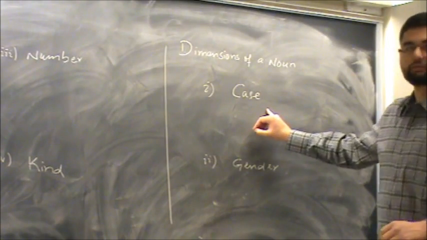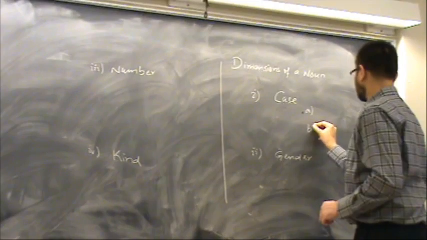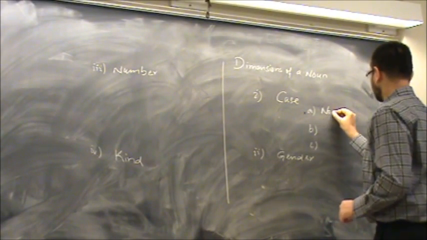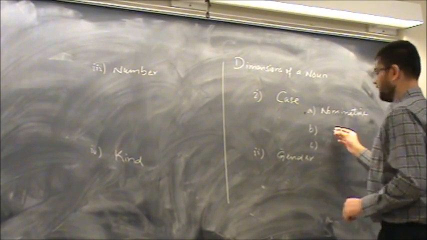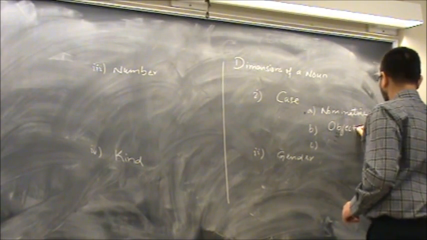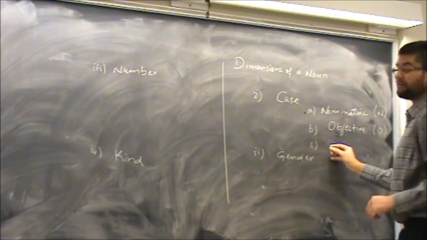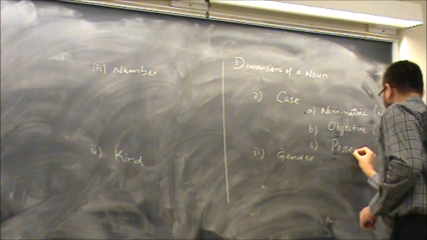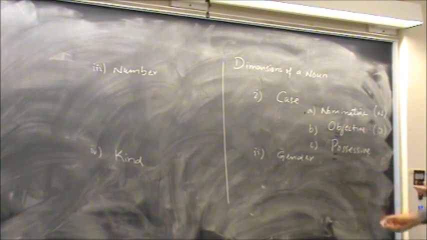In terms of case, how many cases are there? 3. Which ones? Nominative, yes. Objective. And then possessive. I will call it N, O, and then possessive. So 3 cases. Every noun must be in one of these cases, okay?